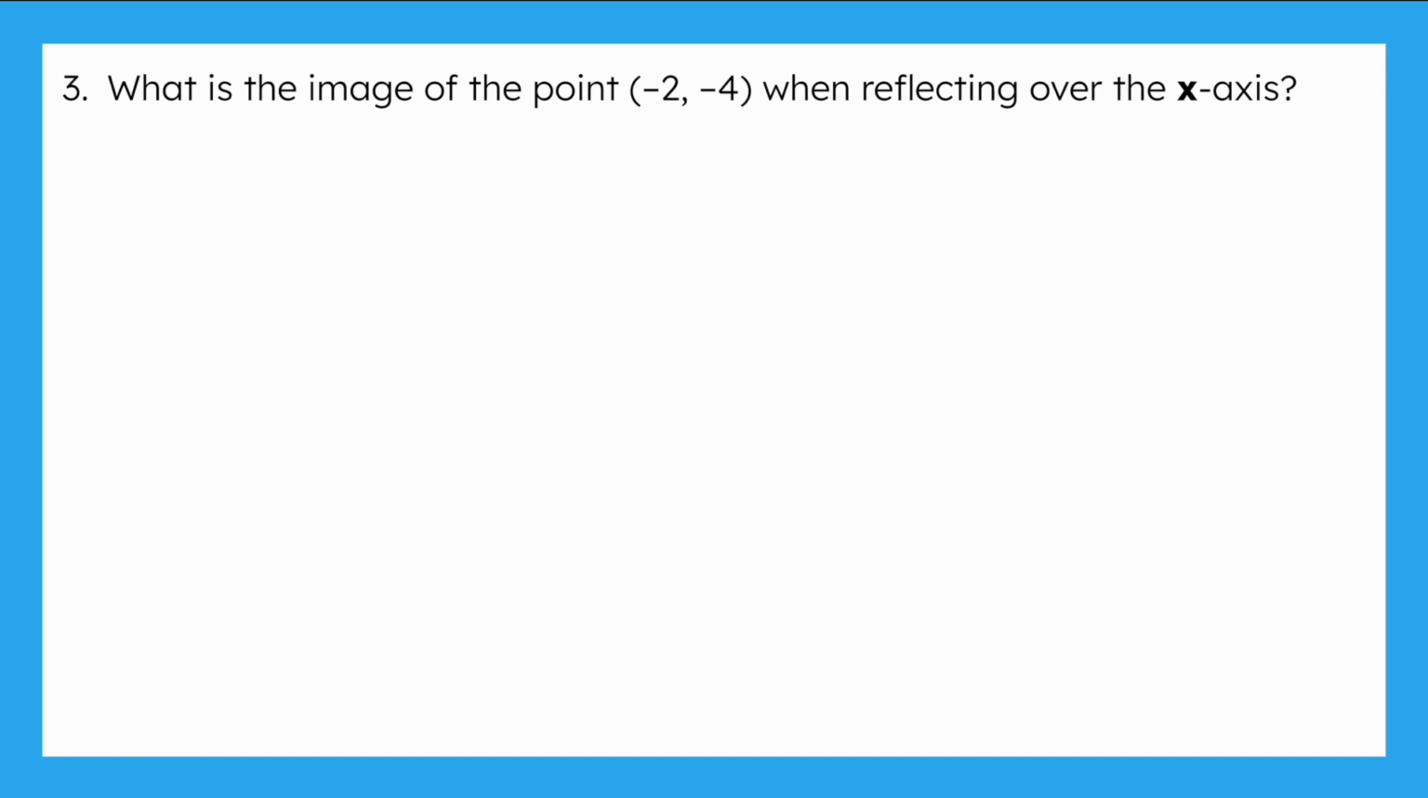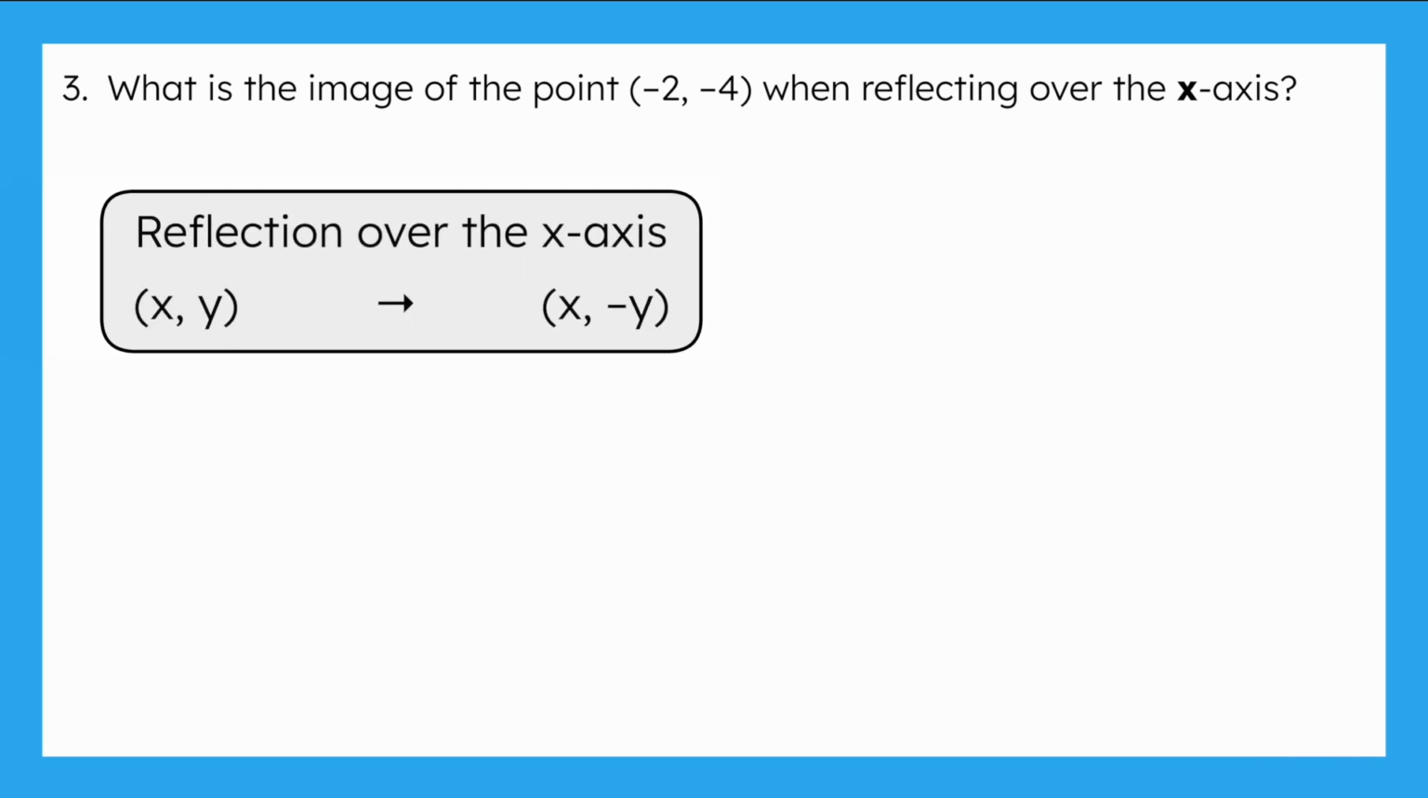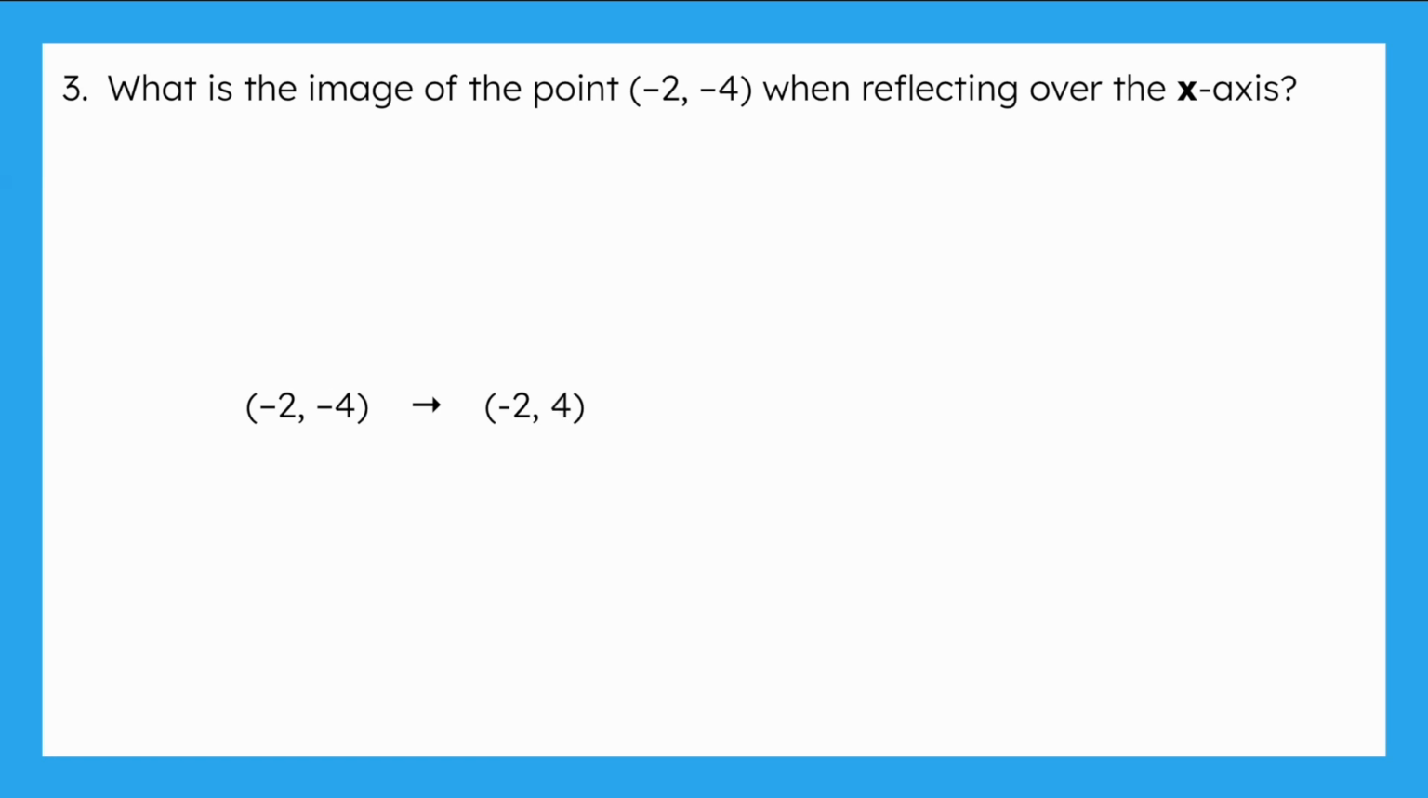Now that we have reflections over the x-axis and y-axis all figured out, let's use this knowledge to try a few final examples. This says, what is the image of the point (-2, -4) when reflecting over the x-axis? Take a moment to figure this out on your own. Be sure that you're reflecting over the correct axis. Since a reflection over the x-axis involves taking the same x value and the opposite y value, the -2 stays the same and -4 becomes +4. This is our answer.